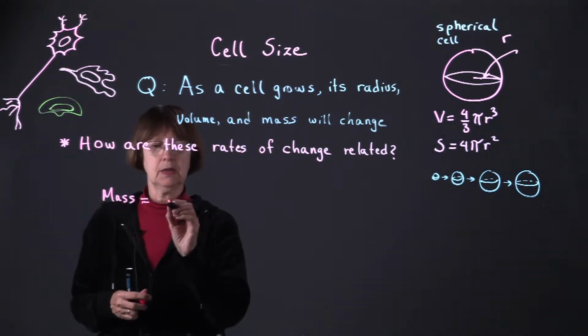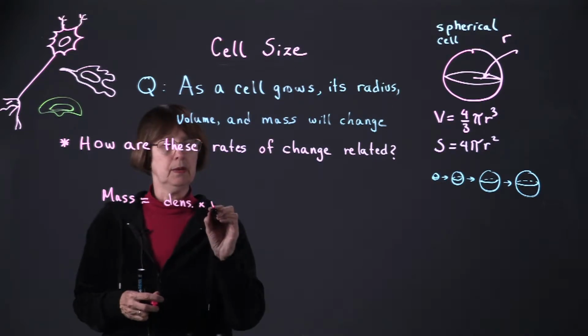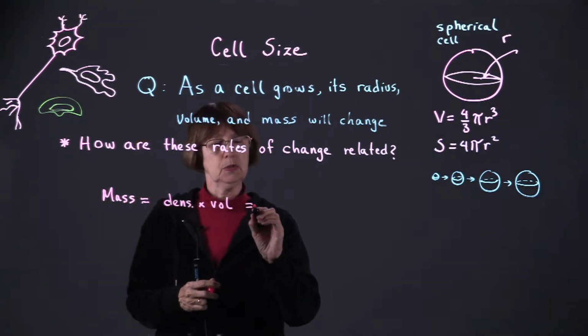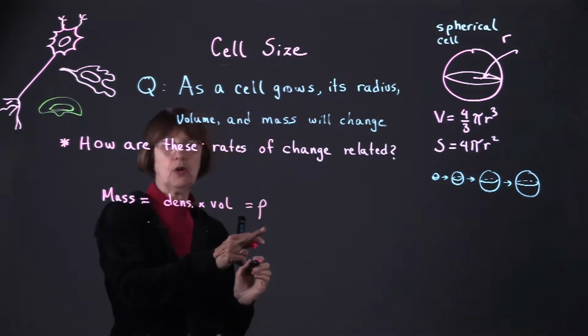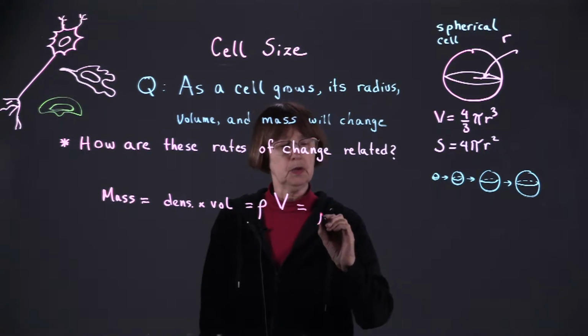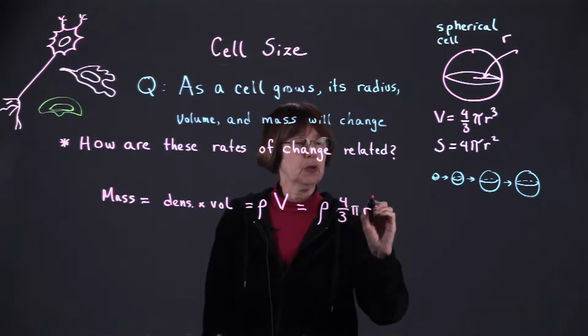The mass of the cell is given by the cell density multiplied by its volume. Cell density we'll assume to be constant, and we'll call that constant rho. And so the mass of the cell can also be written as rho times 4/3 pi r cubed.